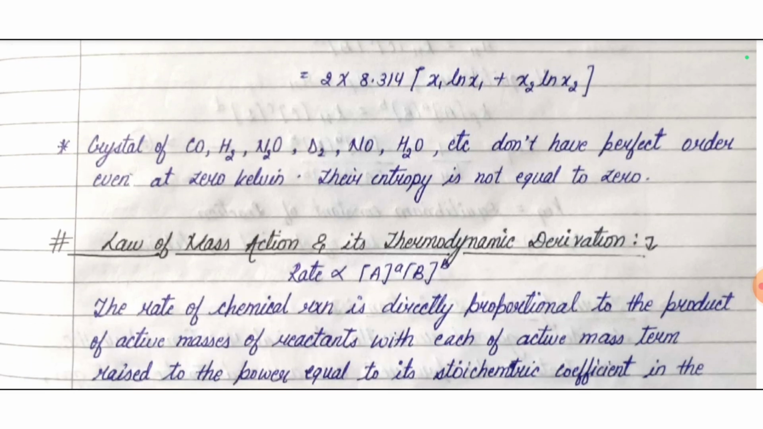Crystals of CO, H2, N2O, D2O, NO, H2O, etc. don't have perfect order even at 0 Kelvin. Their entropy is not equal to 0.